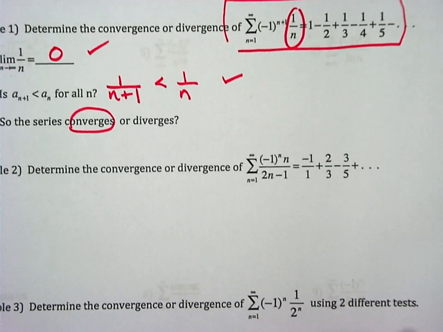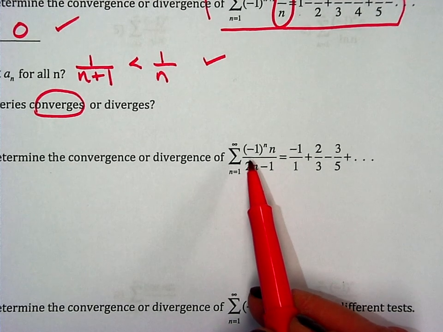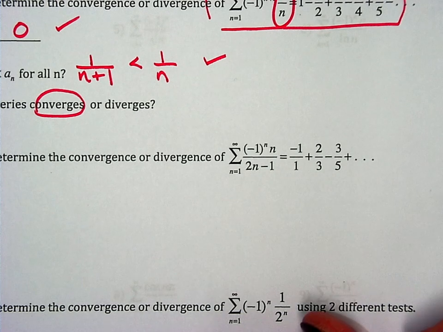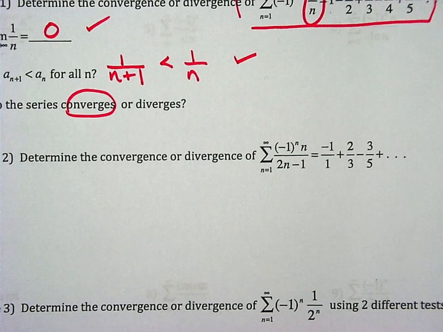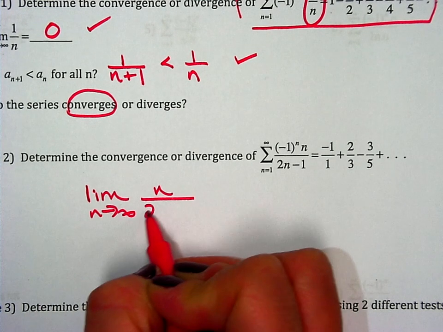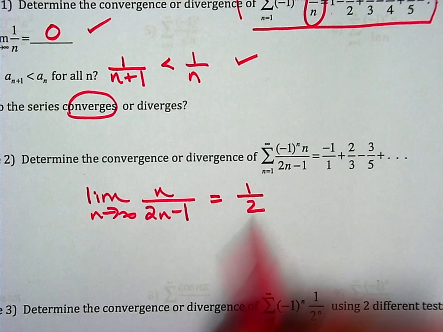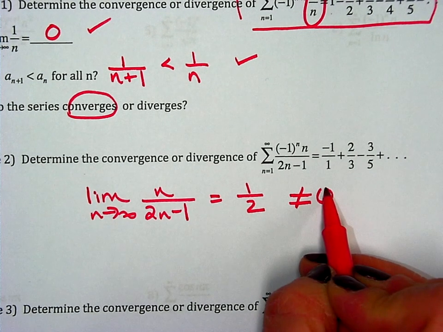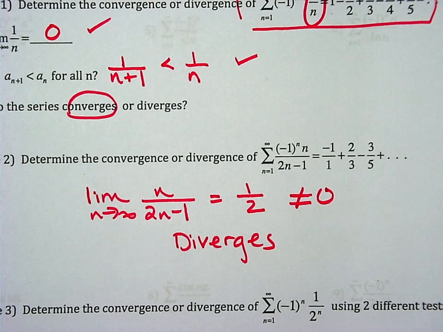So let's look at the next series. Again, I see an alternating series because I see that -1 to the nth. You do not have to necessarily list out the terms, but here are the first couple terms. So I'm going to check, are the two conditions true? And this test only works if you have an alternating series. So the first condition, I always check the limit first. Is it true that the limit of the general term without the -1 piece is 0? This limit is 1/2. It's not equal to 0, so I can say it diverges. I do not even need to check the second condition. Both conditions have to be true.